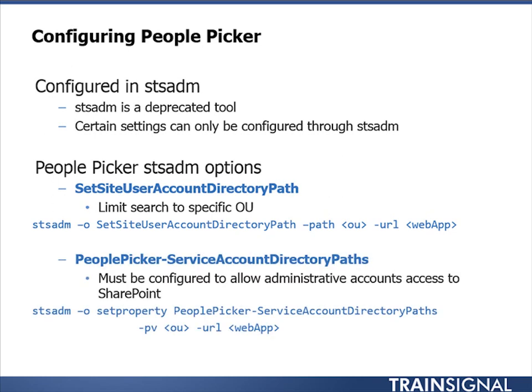Now, if I did have any exceptions to that, maybe I had my administrative accounts inside of a different OU and I want to make sure that they're going to be searched as well, then what I can do is call the STS-ADM again, and this time it's going to be with the people picker service account directory paths, and that's where I can go in and specify where else I want this to look for maybe administrative accounts. Let's go ahead and take a look at how to customize our people picker.